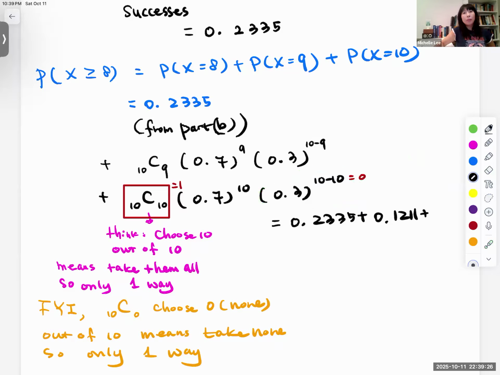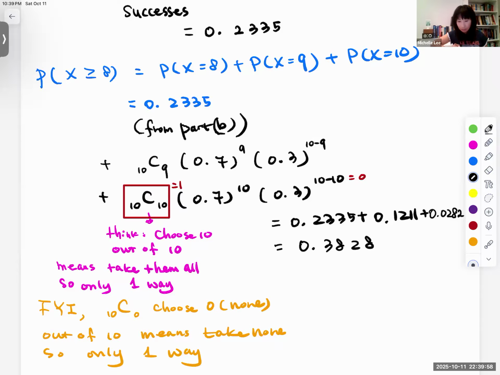So we have 0.0282 then? 0.0282. Now, can you please calculate everything? So we have 0.3828. So there is a 38.28% chance that at least 8 out of 10 randomly selected individuals have been vaccinated against COVID-19.